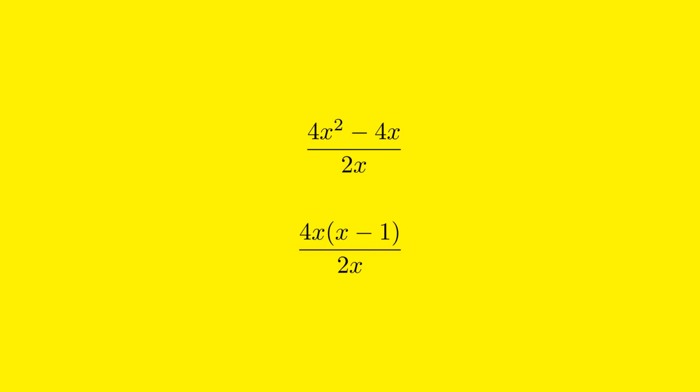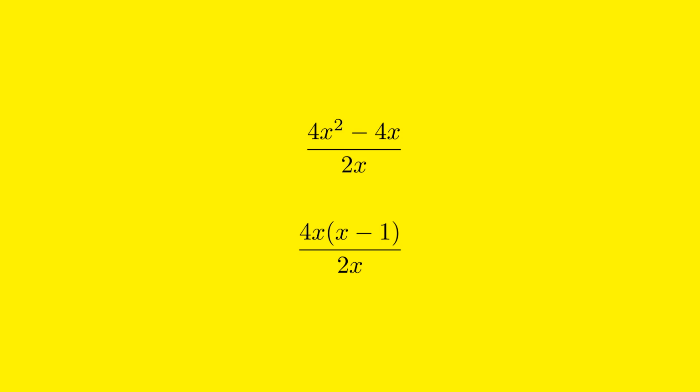Step 1. Begin by examining the given rational expression 4x squared minus 4x over 2x. Our goal in this step is to simplify the numerator, which is the top part of the fraction. First, identify common factors in the numerator. The terms 4x squared and minus 4x both have a common factor of 4x. Factor out 4x from the numerator.